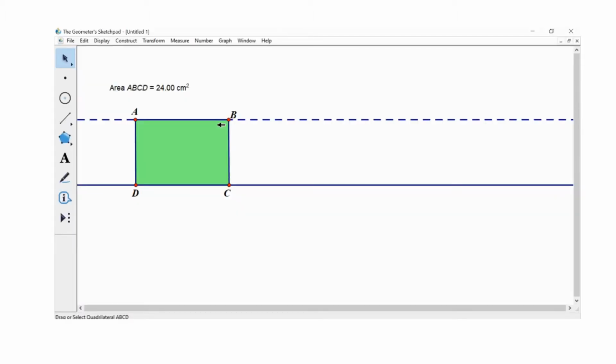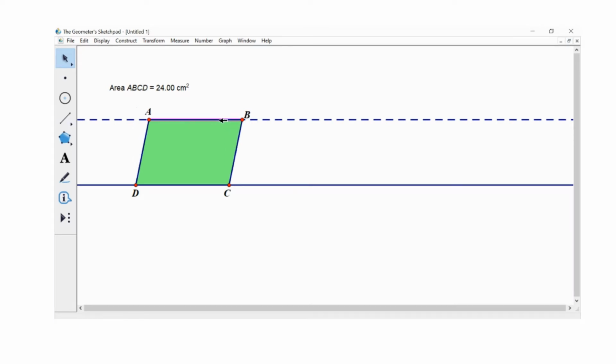Okay, we're back in Geometer's Sketchpad and I've constructed a quadrilateral that has opposite sides parallel and equal, so it is a parallelogram. These two sides are equal and parallel, and these two sides are equal and parallel. And I've used the program to calculate the area of the shape. There it is there. Have a look what happens as I move this line along that dotted line.